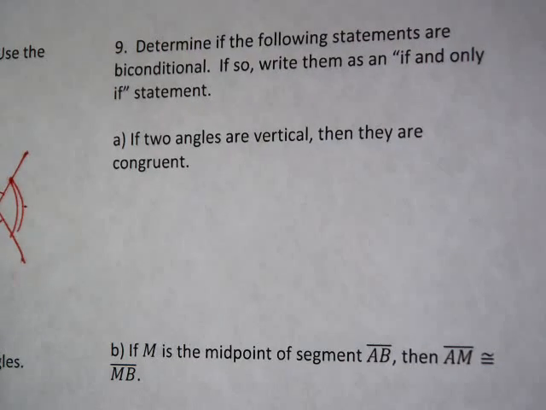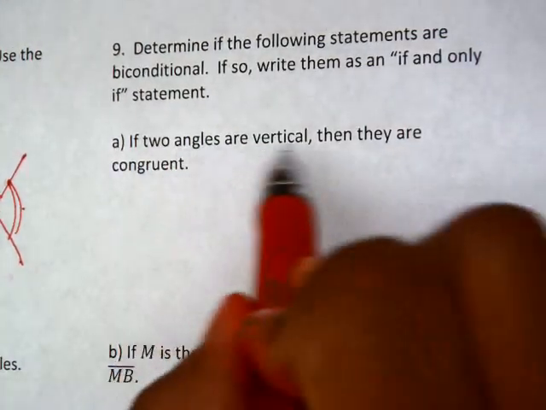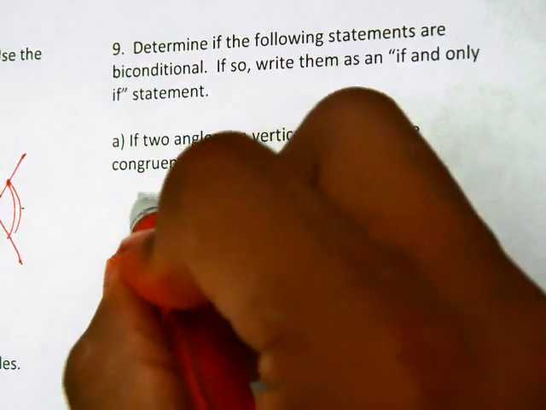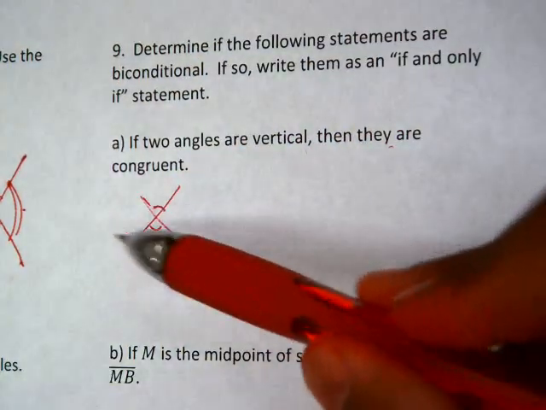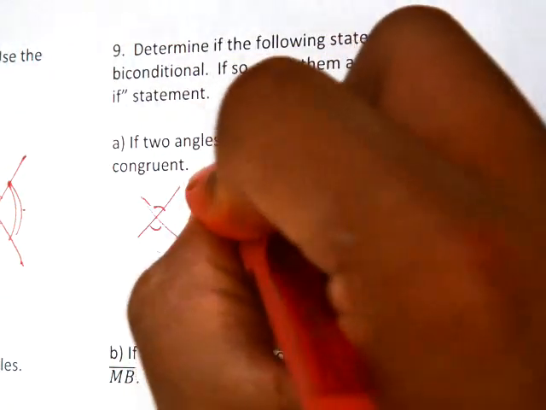Number 9, I'm supposed to determine if the following statements are biconditional. Like, can I write them as a biconditional? If so, write them with an if and only if statement. That's how you write biconditionals. So to be a biconditional, you need to be true forwards and backwards. The statement needs to be true and its converse needs to be true. So if two angles are vertical, then they are congruent. So if you have these angles are vertical, then they're congruent. That part is true.